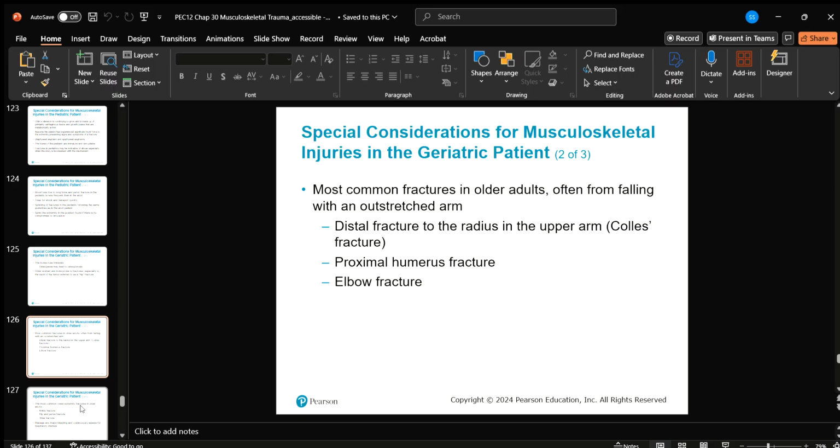All right, the most common fracture in older adults is often from falling with an outstretched arm. This is called a FOOSH, F-O-O-S-H, fall on outstretched hand. Because what do people do once they're falling over? How do they try to catch themselves, right? They stick their arms out. Especially if they're older, okay, they're more likely to break their bones.